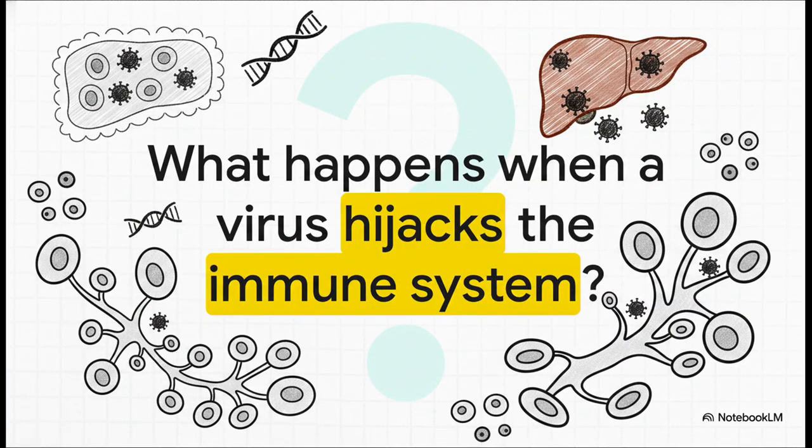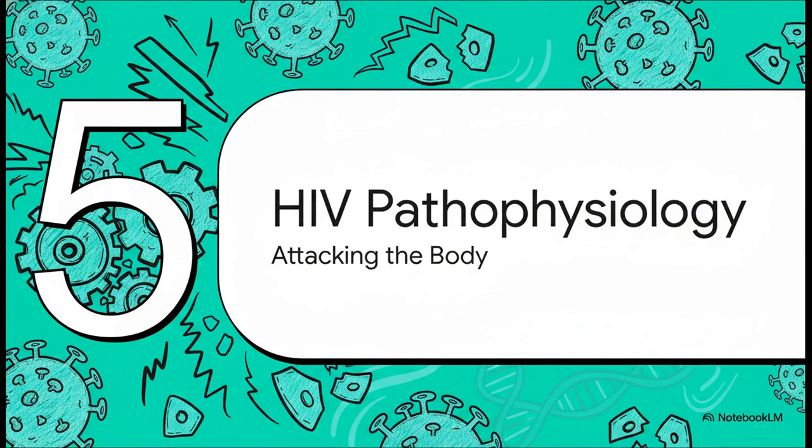So we've seen viruses attack localized mucosal tissues, and we've seen them target specific organs like the liver. But it begs the question, what happens when a pathogen's target isn't an organ, but your body's primary defense system itself? Let's explore that in part 5, how HIV attacks the body.